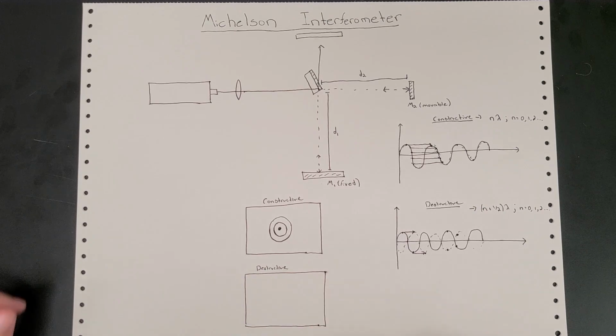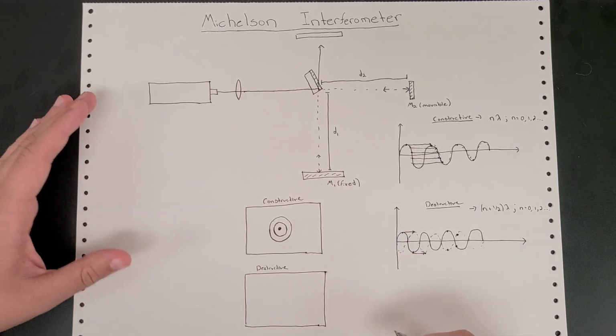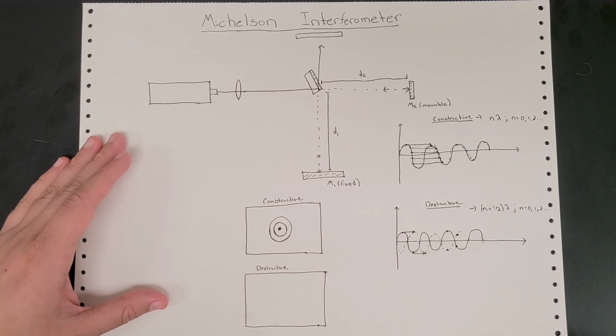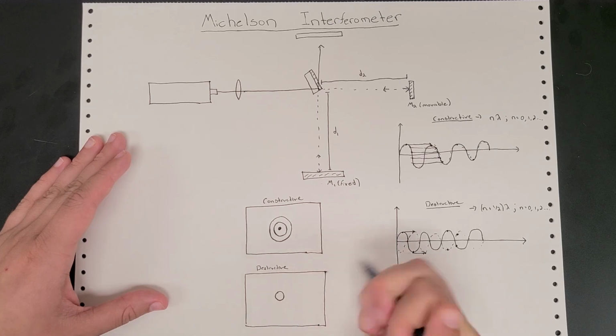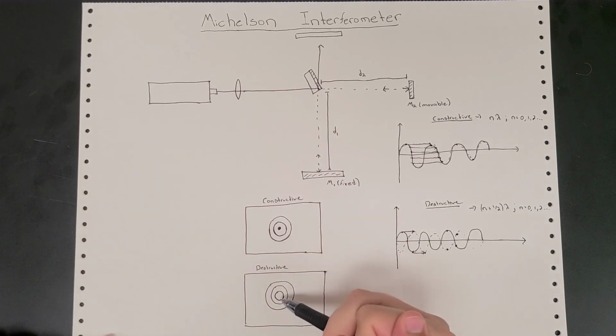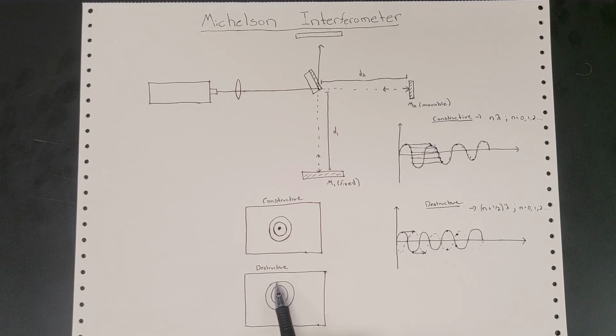For destructive interference, at the center, the two waves are going to completely cancel each other out. So we'll get a dark region where we'll have nothing, and then we'll have a bright ring around that dark region, and then another dark area outside of that first ring, and then another ring. So it'll look something like this, a series of concentric circles with it being dark in the center. So this is what we'll expect for the destructive case.